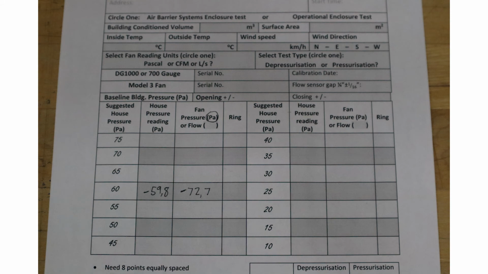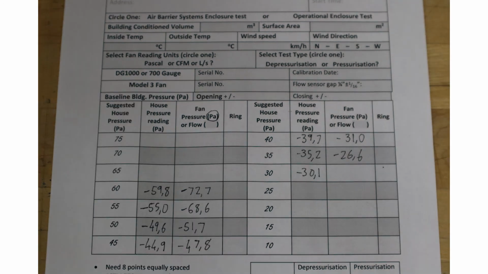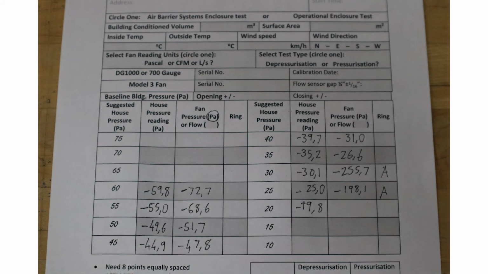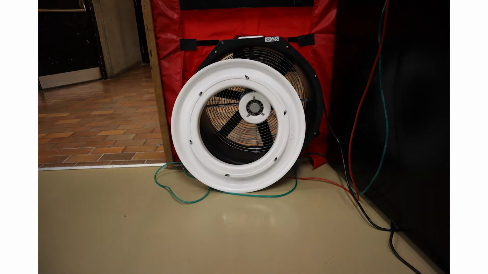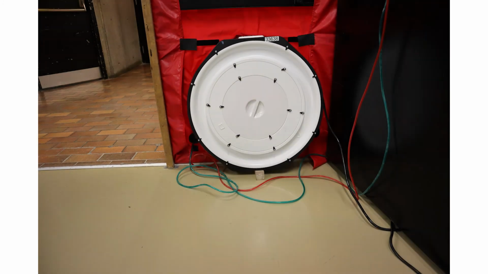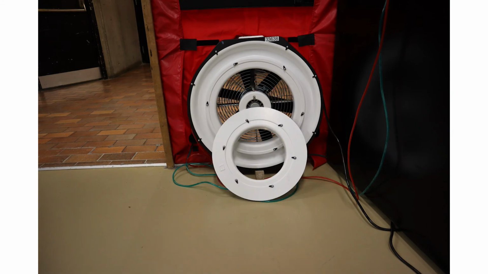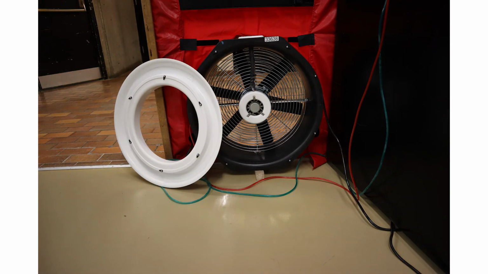The building pressure is then reduced by 5 pascal increments until the building pressure is at 10 pascals for most tests, or when the fan pressure drops below 25 pascals. This is when the readings become inaccurate. When this happens, ring A must be placed onto the fan. Each ring, named A, B, C, D, E, and F, reduce in size, increasing the pressure across the fan. High-performance buildings will need smaller rings, such as C, D, and possibly E if the building is extremely airtight, while leaky buildings will use the open fan and rings A.